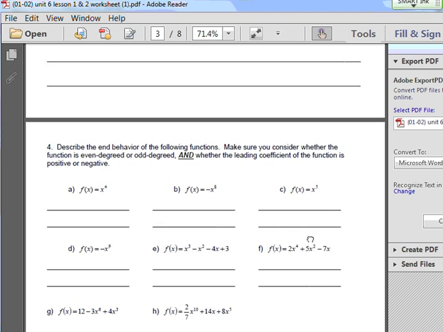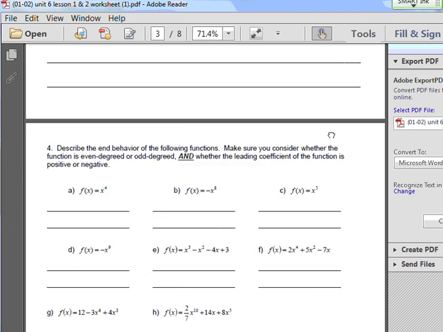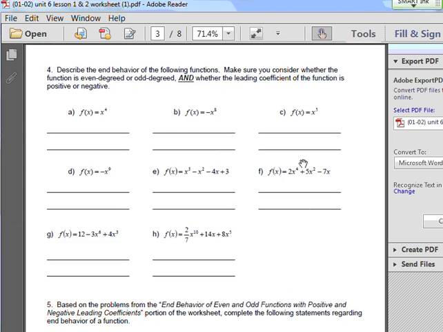All right. So let's do some of these together. Number 4, part A. Describe the end behavior of the following functions. That means just left side it's this, right side it's that. Make sure you consider whether it's even or odd and whether the leading coefficient is positive or negative. Okay, so that's all there is to it. Just left and right.